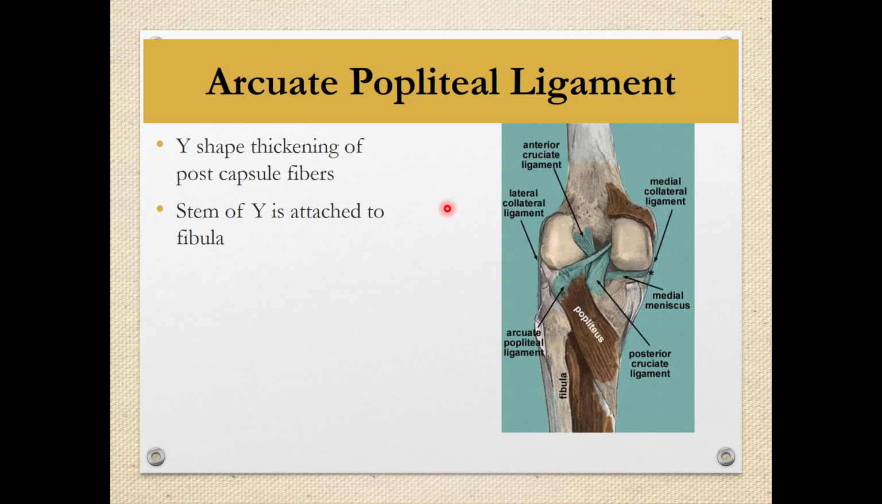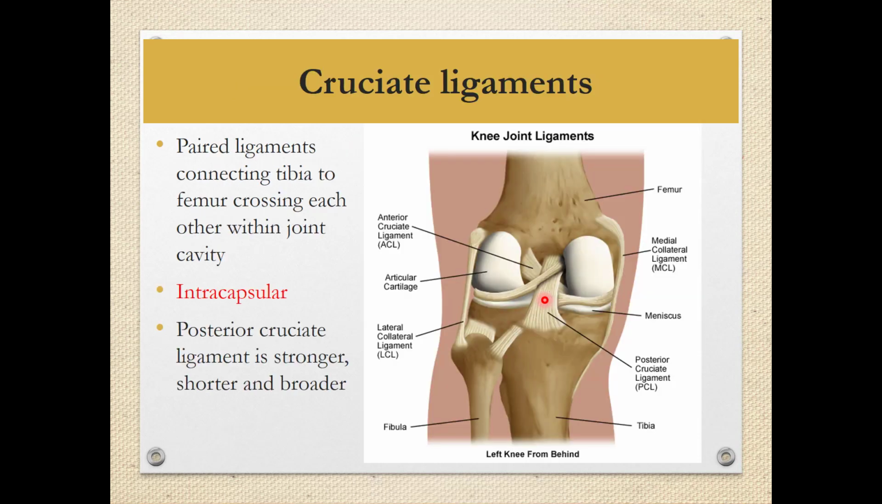Now the arcuate popliteal ligament, which is present here. It is a Y-shaped thickening of the posterior capsular fibers. The stem of the Y is attached to the fibula. See here, this is the fibula and the arcuate popliteal ligament is attached to it. These were the extracapsular ligaments. Now we will discuss intracapsular ligaments.